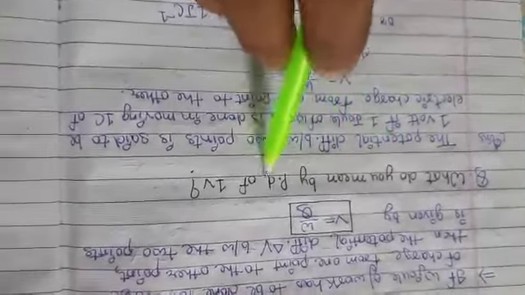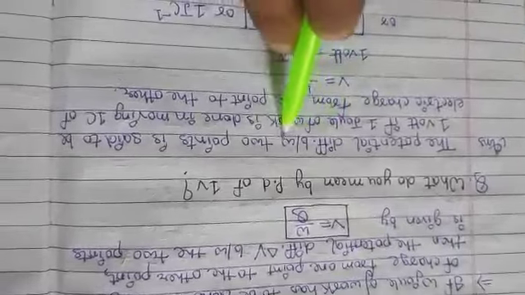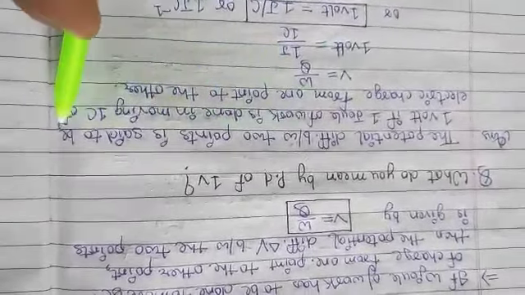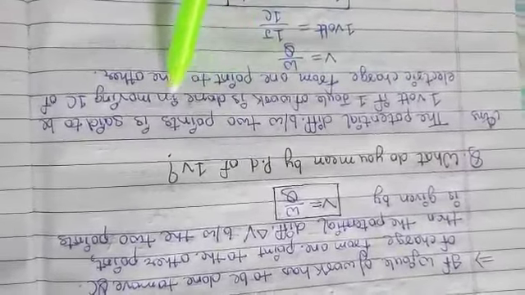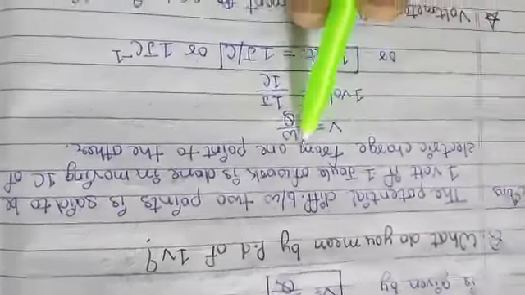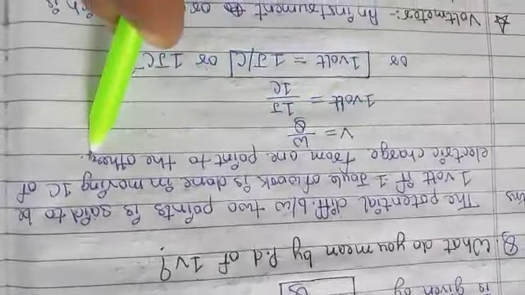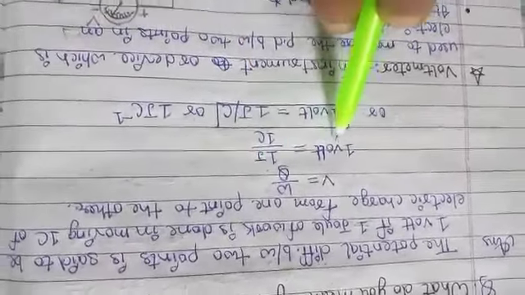What do you mean by PD of 1 volt? The potential difference between 2 points is said to be 1 volt if 1 joule of work is done in moving 1 coulomb of electric charge from one point to the other point. Then V is equal to W by Q.